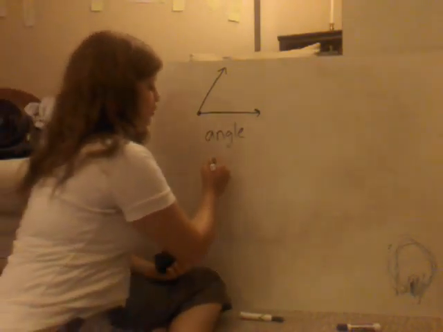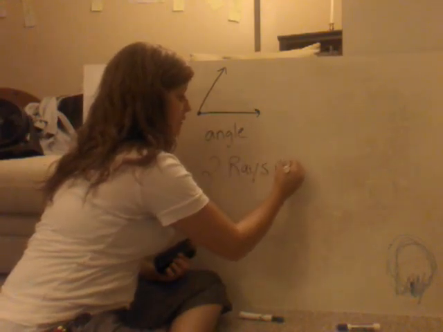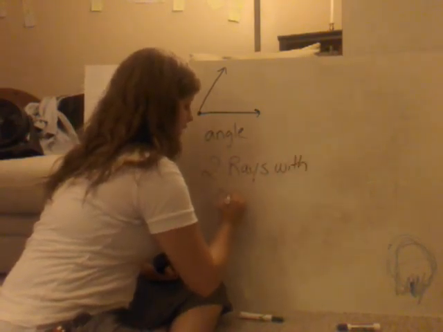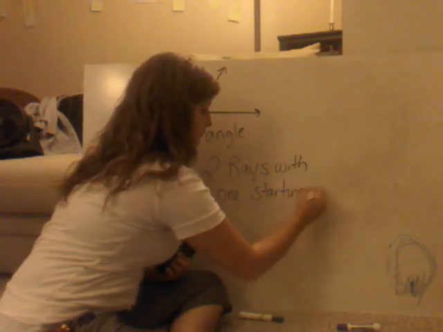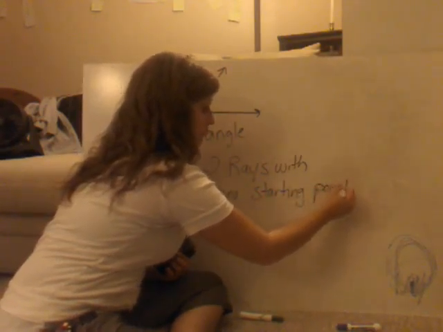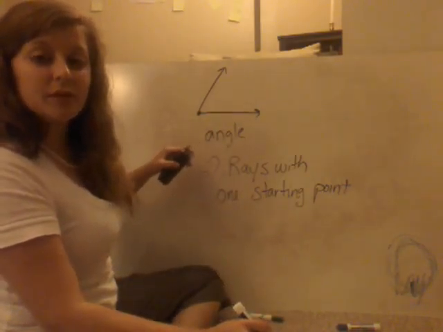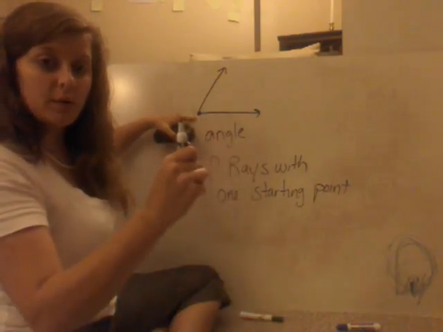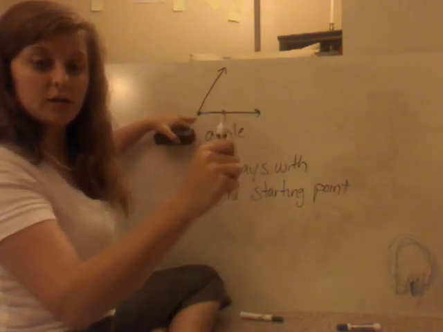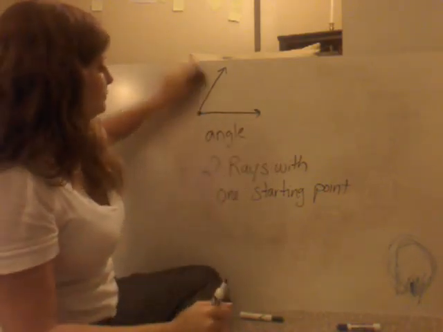So an angle is two rays with one starting point. So that's what I was looking for. That's why I wanted you to tell me angle specifically, because I wanted you to see that it's one starting point. So it starts right here at my marker, and it goes either direction. But it starts here, and it's two rays that go out. That's an angle.